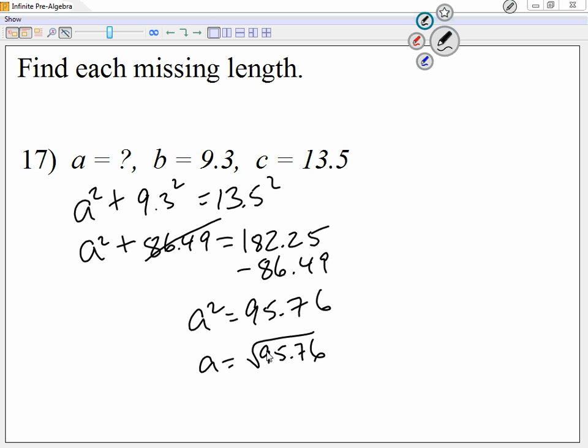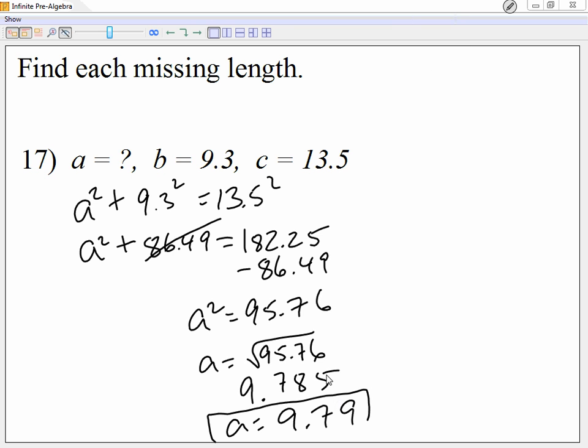I type that in a calculator. Round out your answer. If I look at the first 3 decimal places, I get 9.785. Because the third number is big enough, 5 or more, I'm going to say that a is 9.79. The way you can think of this is 978, but because this is big enough, add an extra penny, so now it's 979.